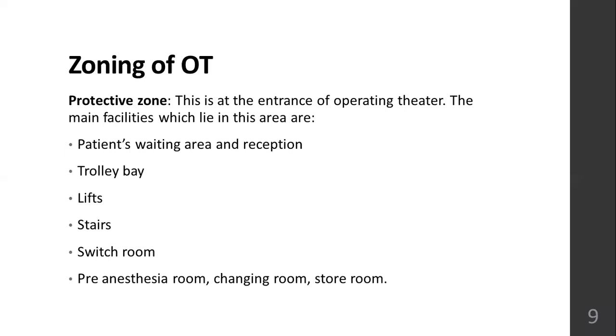As I mentioned, every OT has its reception desk. So the reception desk area, and the patient's waiting area where patients will have to wait to be called inside. Okay. And they will be placed here. Trolley bay where stretchers and wheelchairs will be put. Lifts and staircases, switch rooms, pre-anesthesia room, changing room, store room can be put in the protective zone.